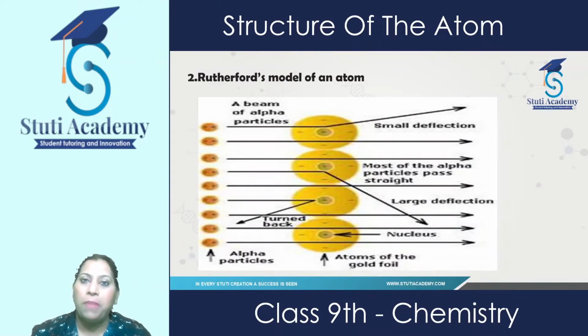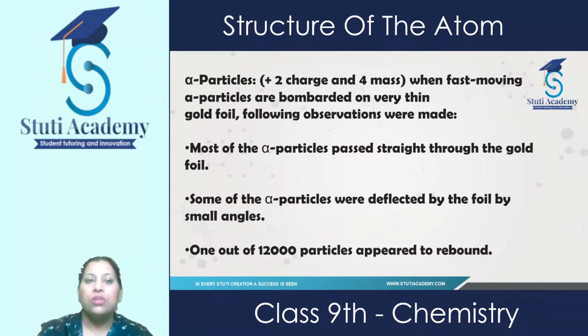These are the alpha particles when they pass through the gold foil. This is the gold foil. As you can see here, some move straight, some show deflection to a small angle, some are deflected to a large angle, and some are bounced back. These were the observations of the Rutherford experiment.